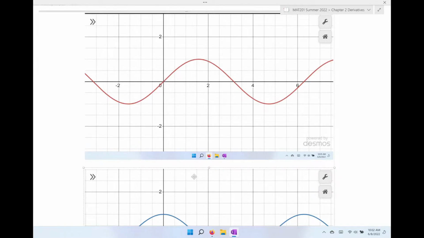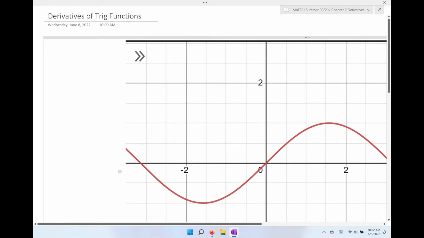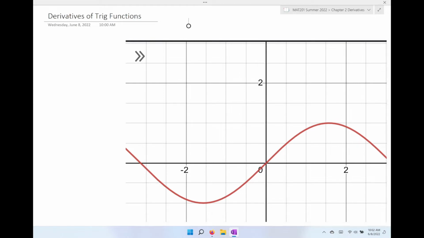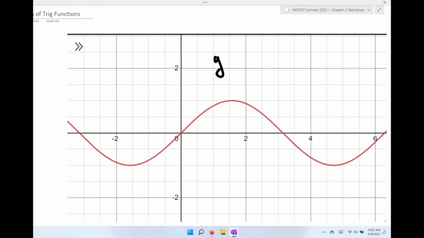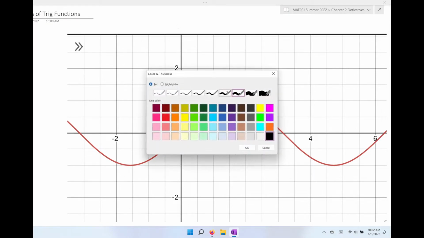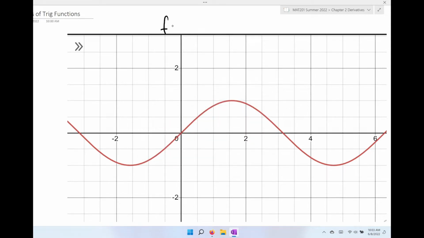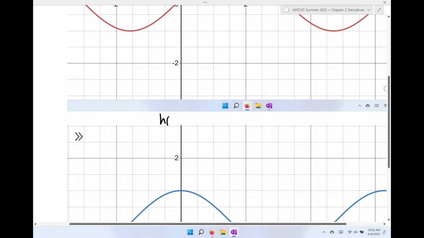Hello, everyone. So this video is going to be derivatives of trig functions, and I think it's really good just to start off with the two easiest functions that we know when it comes to trig functions. The first curve is f of x equals sine x. And if I scroll up, we got h of x equals cosine x.